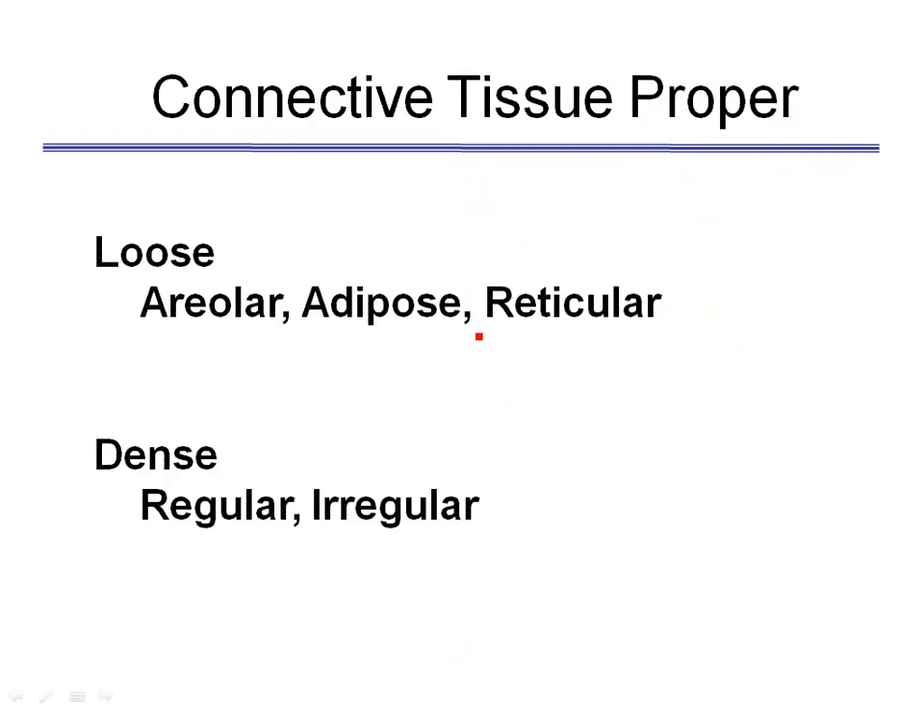So let's look at connective tissue proper first. Connective tissue proper's got two categories, loose versus dense. If the fibers are loose in the matrix, there's a lot of space between the fibers, that's a loose connective tissue proper. If the fibers are closely packed together, there's very little space between them, that's a dense connective tissue proper. There are three types of loose and two types of dense that we will look at. For loose, we're going to look at areolar, adipose, and reticular. And for dense, we will look at regular and irregular.